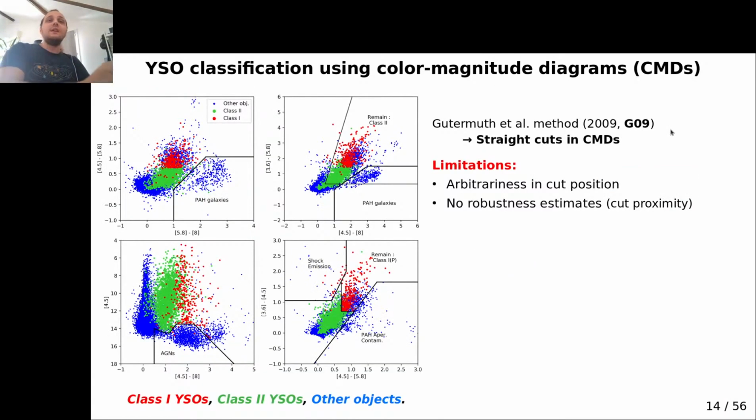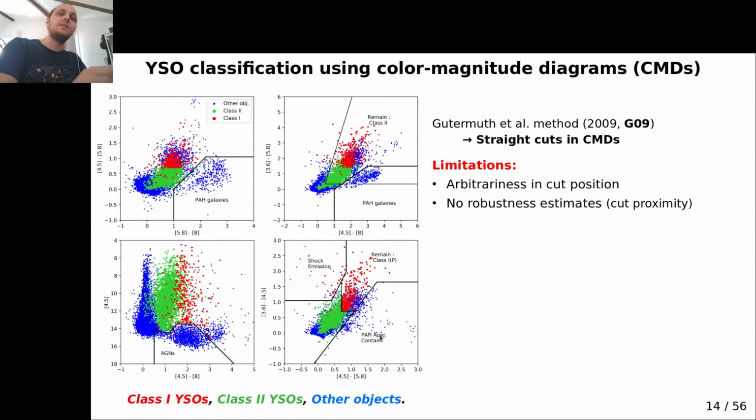Now, in order to classify those objects, we will rely on the classification scheme that was described by Gutermuth et al. in 2009, who constructed a classification method based on straight cuts in color-color and color-magnitude diagrams. You have a few examples here. The aim of this method is to first extract contaminants using these diagrams built upon the Spitzer bands. You can see that it will be used to extract, for example, galaxies or AGNs, shocks, and some other kinds of contaminants. All of them are not in those plots.